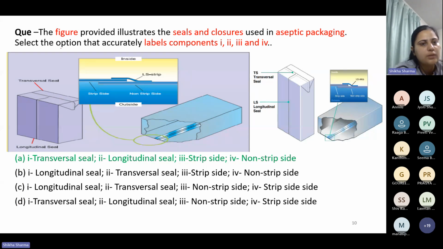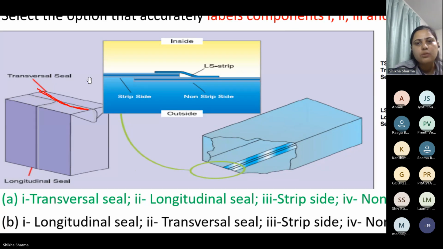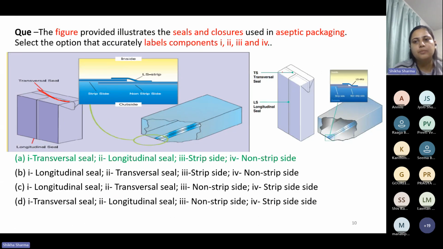So this one is the seal which is above, in this direction, like this. Sorry. So we can see in this diagram these types of seals. These are known as the transversal seals, and the seals which are vertical in the Tetra Pak kind of packaging material are the longitudinal seals.